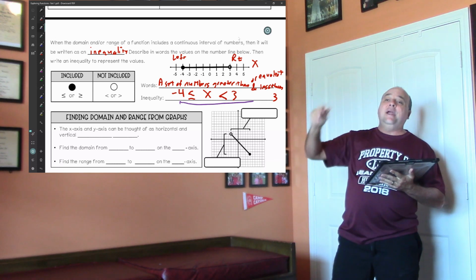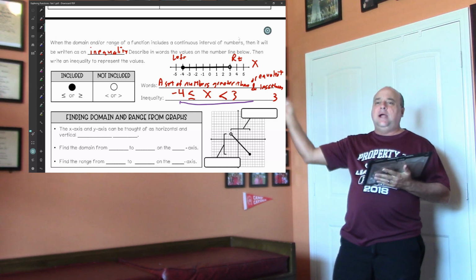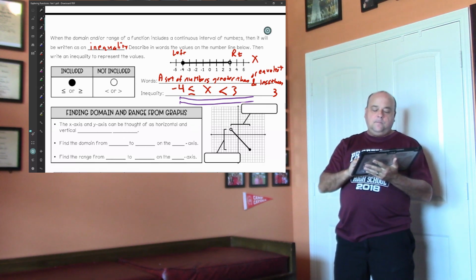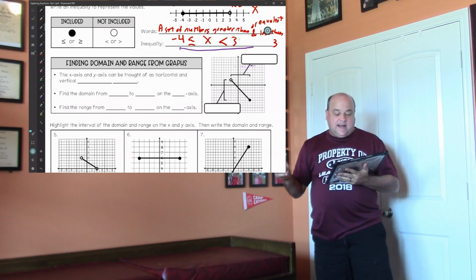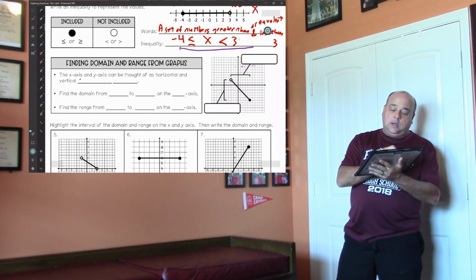What if I wanted the range? I wouldn't put x there, I'll put y. And remember, the domain's left to right, the range is up to down. So let's keep going. Okay, the x and y axis can be thought of as a horizontal and a vertical coordinate grid. I hope that's what that's supposed to be.